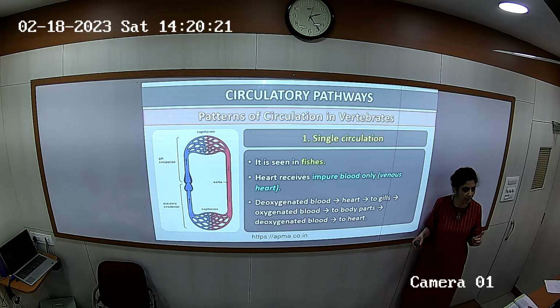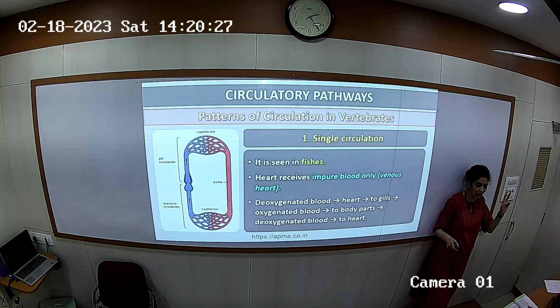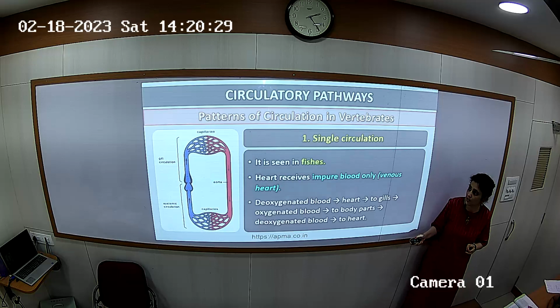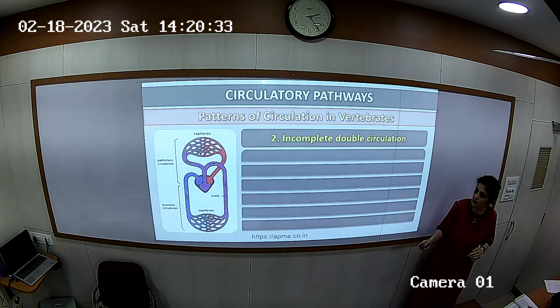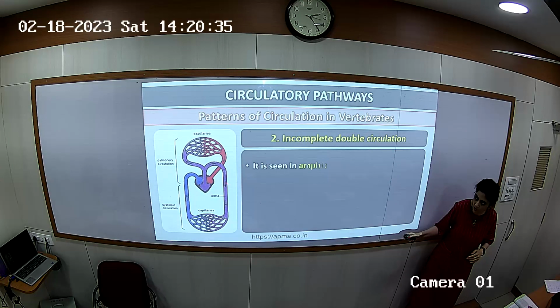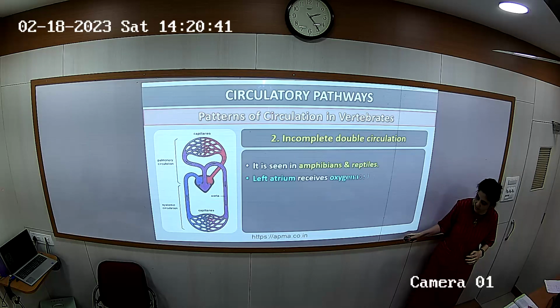Everybody clear? All of you must have understood two circulations by now, double and single. Okay? We will revise double again also in the end. Now, incomplete double. Now see, this is almost like the human. These are the tissues. From tissues what starts?